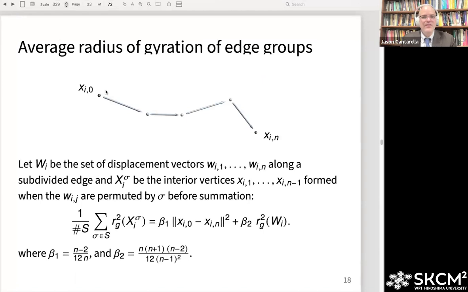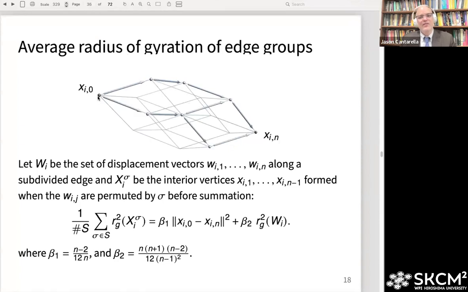Okay, so we have to compute radii of gyration for these sets of vertices in the middle of a subdivided edge. Those are these middle three vertices in the picture here. Here's one way to get between the ends. Here's another way corresponding to a different permutation. Here's a third way. If I wrote out all the different ways to rearrange the displacement vectors to get from one end to the other end, I would get this interesting looking lattice picture.